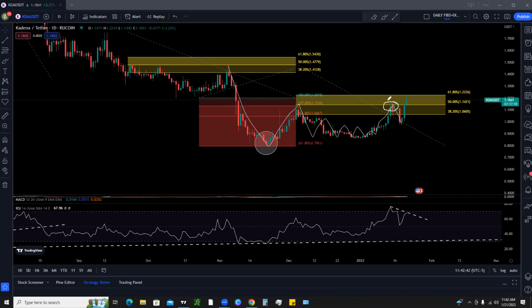We got rejected at the 50% a few more times, and then we came up, broke through that, and we've actually gotten rejected here at our 61.8% level of 1.2236. So this is the most important level to pay attention to right now. We need to break out past this, so that way we can continue this shorter term trend, right?